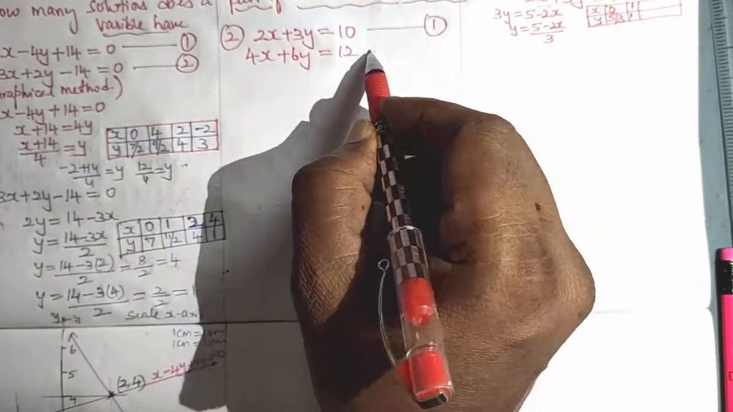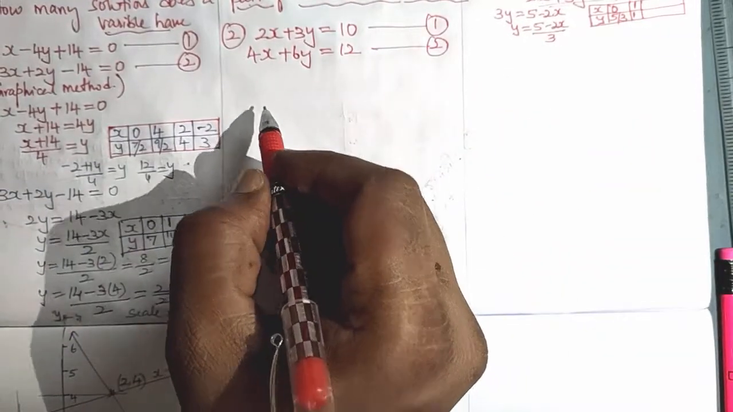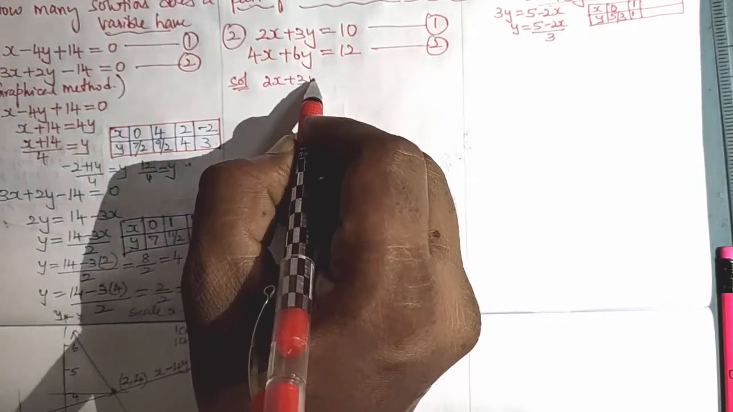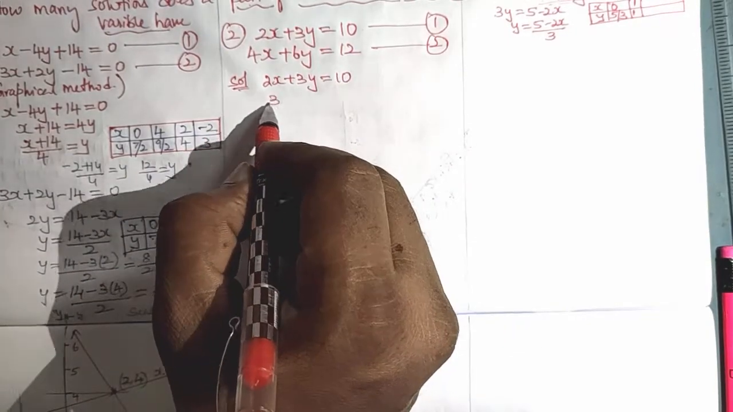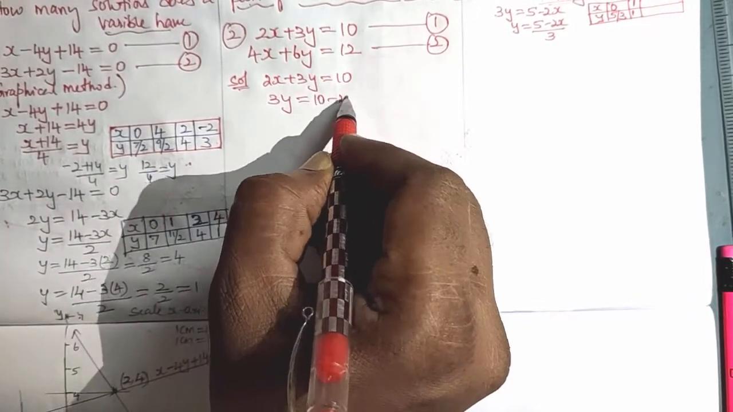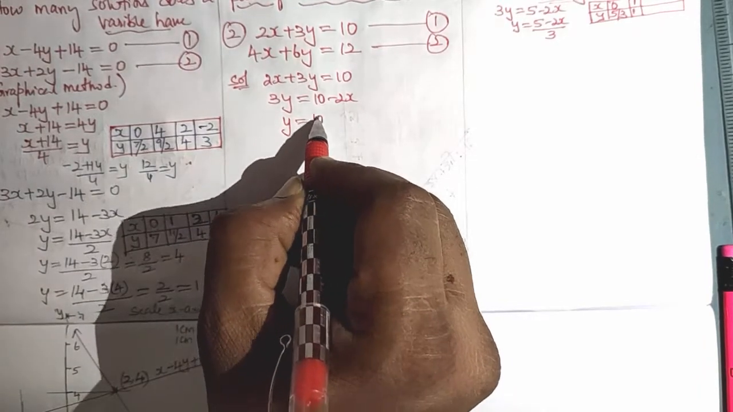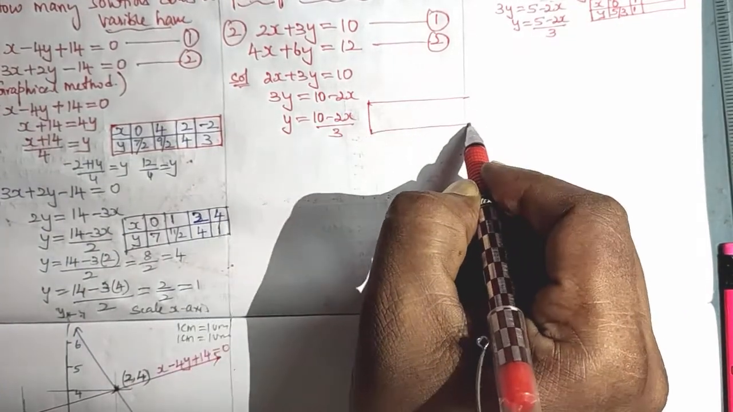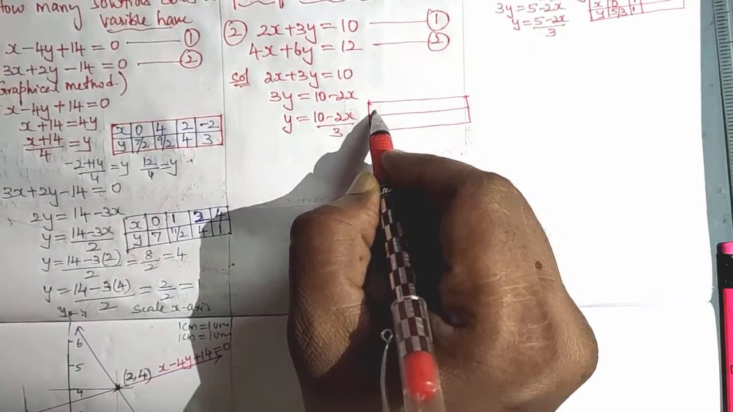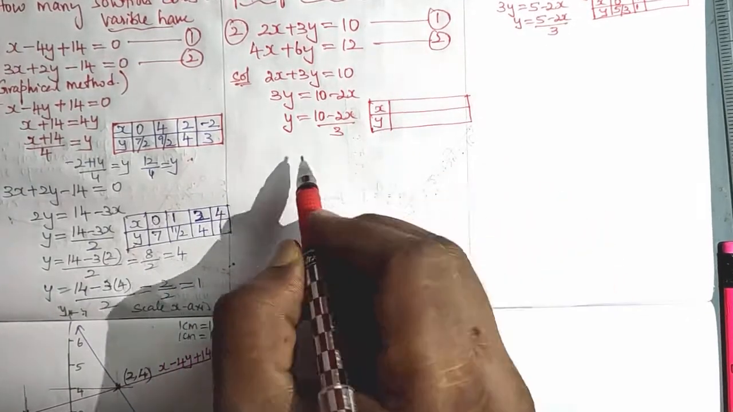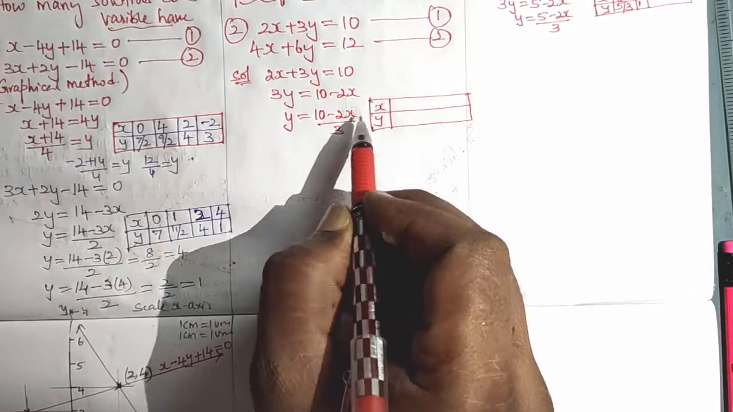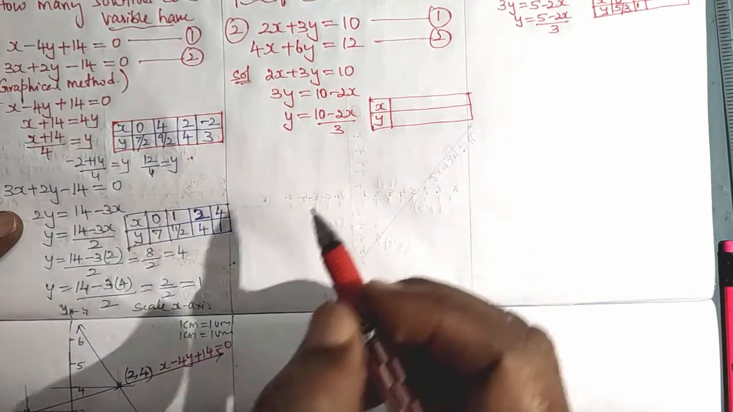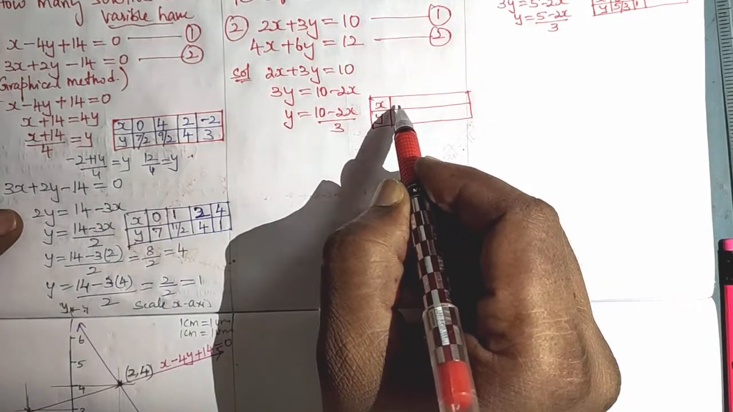So before starting, I will name the equation as equation 1 and equation 2. So to draw the graphs, I will take the first equation, 2x plus 3y is equal to 10. So 3y is equal to 10 minus 2x. y is equal to (10 minus 2x) by 3. Now I will assign certain values for x to find the values of y. If I put x is equal to 0, this becomes 10 by 3. It is difficult for me to plot 10 by 3, so I will take convenient values.